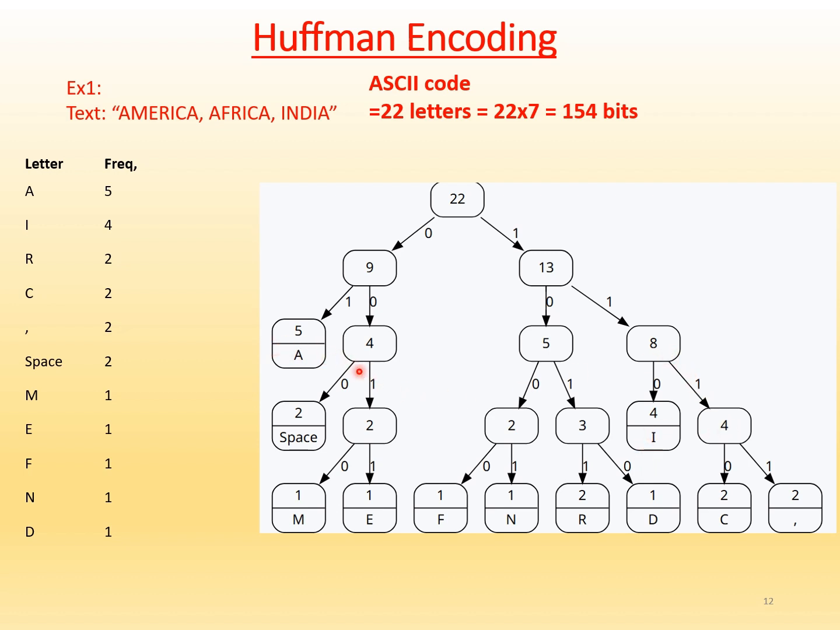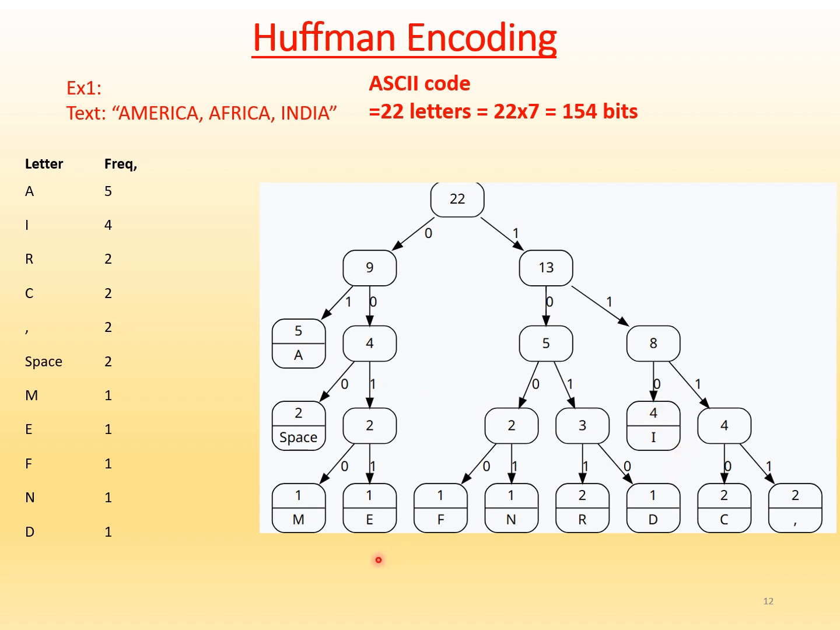Now you will be combining 5 and 4, and you are getting 9. And here 5 and 8, you are getting 13. And 9 and 13, you are getting 22. So the root of the tree is 22. And these are the leaf nodes. This space is also a leaf node, A is also a leaf node, 4 is also a leaf node.